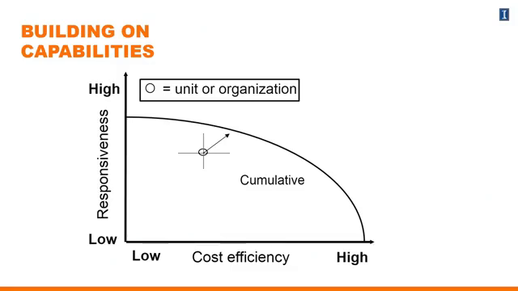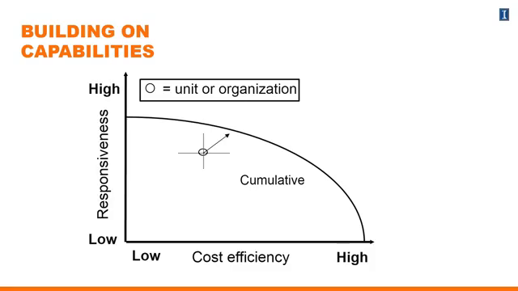So going back to that graph that we looked at earlier, if there's an organization or a unit of a company that's at that particular spot, if you're thinking about cumulative capabilities, it could be moving along that arrow, in which case the company would be getting better at responsiveness and also getting better at cost efficiency at the same time.